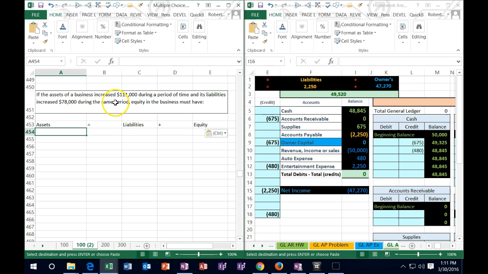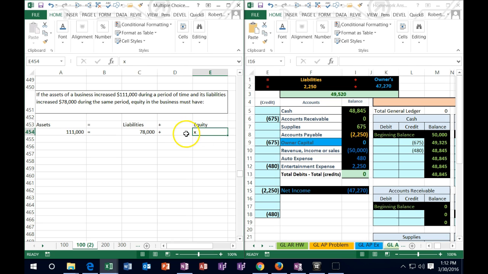We know that assets have increased, so we're talking about increases and decreases. Same idea though. If this increased by $111,000, that's going to have to equal the liabilities, which must have increased by $78,000, plus equity, which we'll say is X. We don't know what happened to equity. So then we're going to solve for X. So we need to get X by itself.